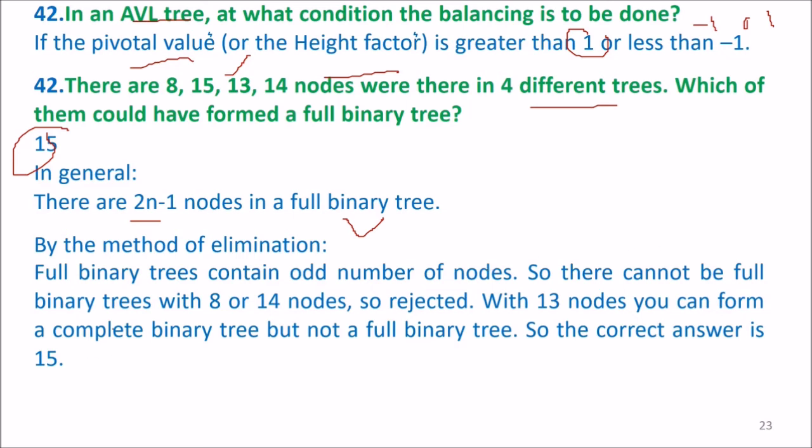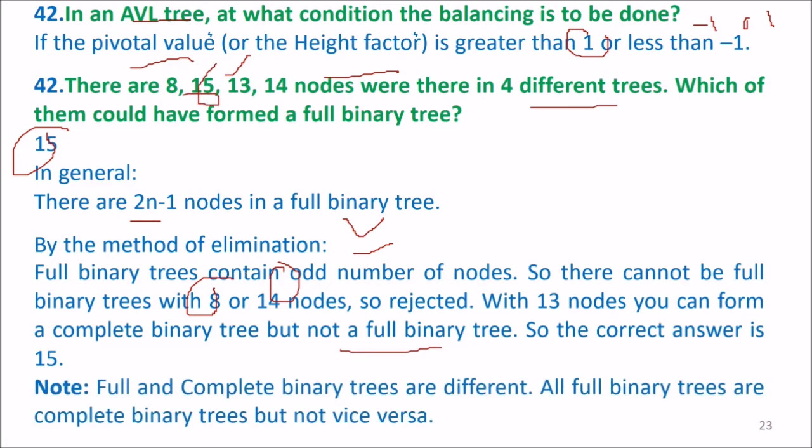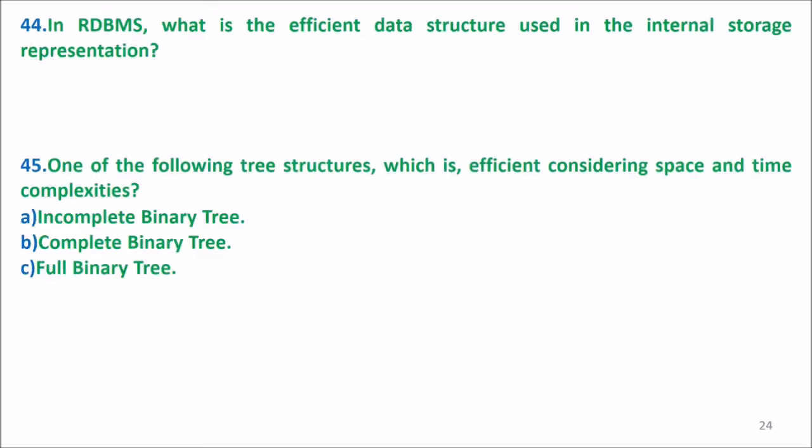So there cannot be full binary trees with 8 and 14 nodes. It should contain an odd number of nodes, so rejected. With 30 nodes you can form a complete binary tree, but it will not be a full binary tree. So the answer will be 15. Full and complete binary trees are different. All full binary trees are complete binary trees, but this is not true the other way around.